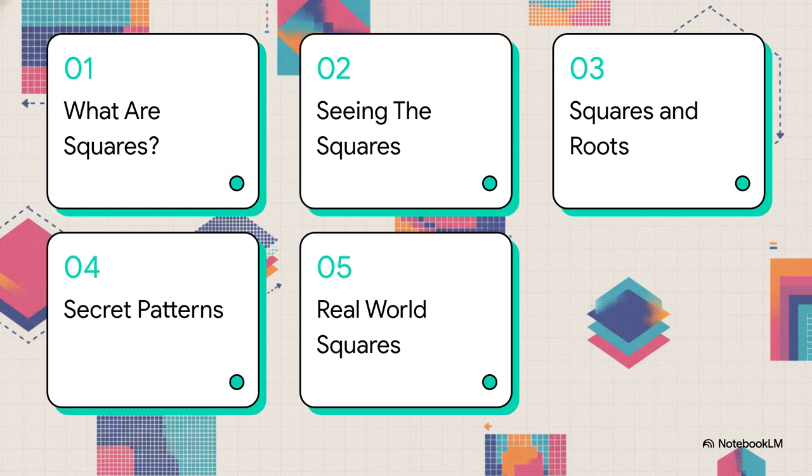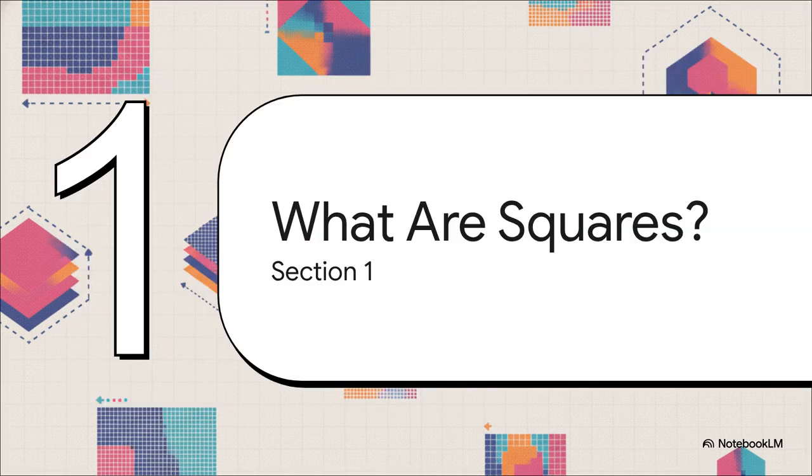First up, we're going to nail down what a square number actually is. Then we'll literally see why they're called squares. After that, we'll get into their opposites, the square roots, uncover some really cool hidden patterns, and finally, we'll tie it all back to the world around us. All right, let's dive right in with the most basic question.